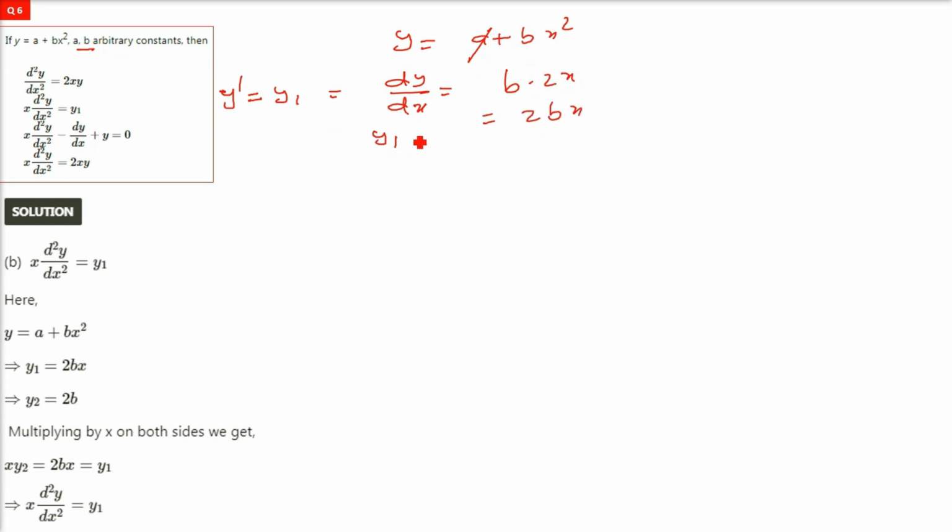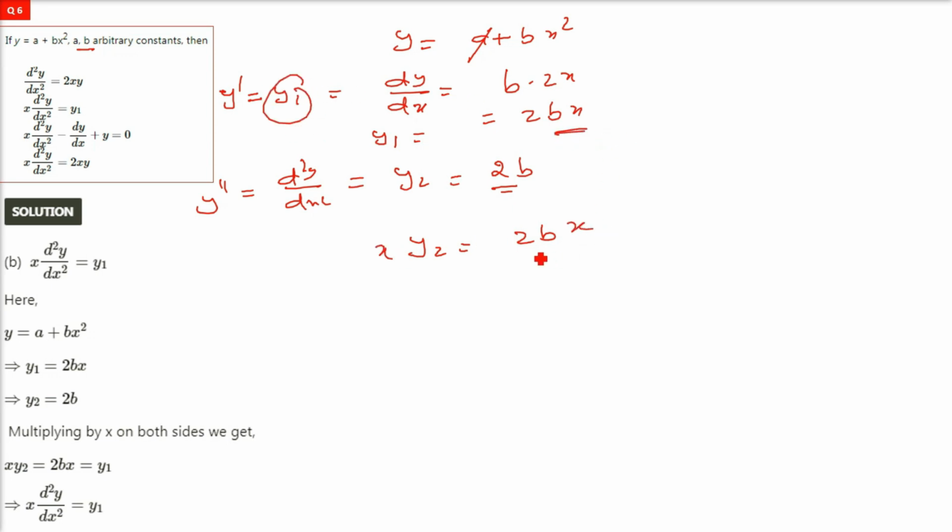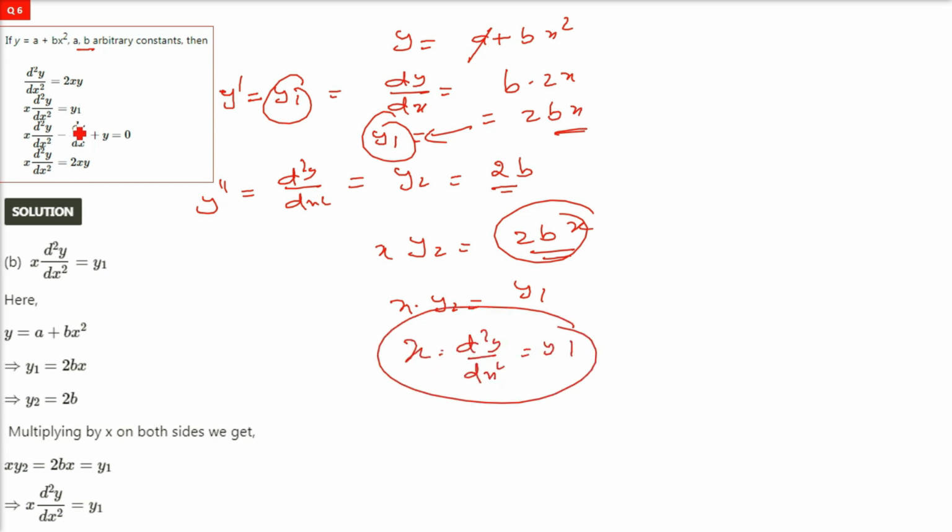Then we have this, you can call it y1, y prime. So y2, d2y by dx2, y double prime is 2b. Let us multiply both sides by x, because we know that y1 is nothing but 2bx. So we are multiplying both sides by x. So x into y2 is equal to 2bx. It is y1 only. So x y2 is equal to y1. So you can write it as x d2y by dx2 is equal to dy by dx. Alright. So this is your option. You can just choose this option here.